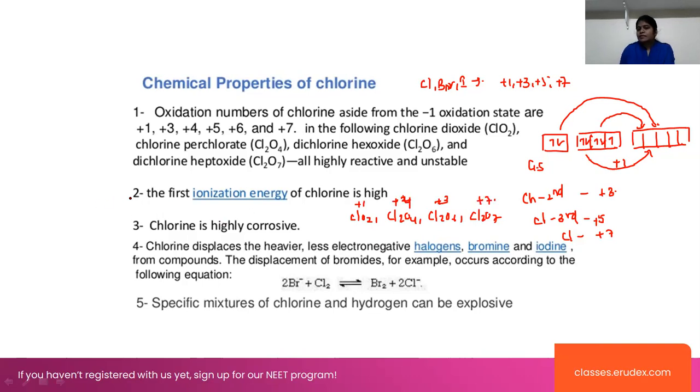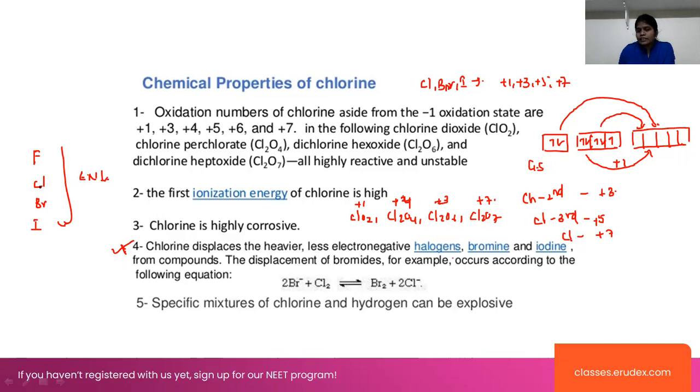Look at, in this case, the first ionization energy of chlorine is very high. Chlorine is a highly corrosive element, and chlorine displaces the heavier or the less electronegative halogens. This point is very important from the examination point of view. Here, look at fluorine, chlorine, bromine, iodine, and astatine. From top to bottom, electronegativity values decrease.